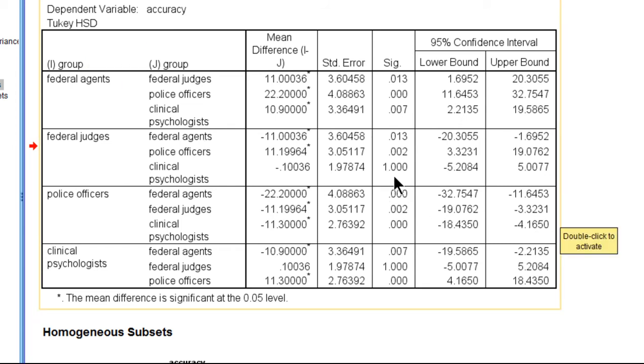Now, one comparison that's not statistically significant is the difference between federal judges and clinical psychologists. That is only a numerical difference of negative 0.10. It's p equal 1.000. You would report that in a report or a manuscript as p equal 0.9999, something like that. And all the other comparisons are actually statistically significant. So the only one that wasn't significant was the difference between federal judges and clinical psychologists. That's the only difference that wasn't significant.